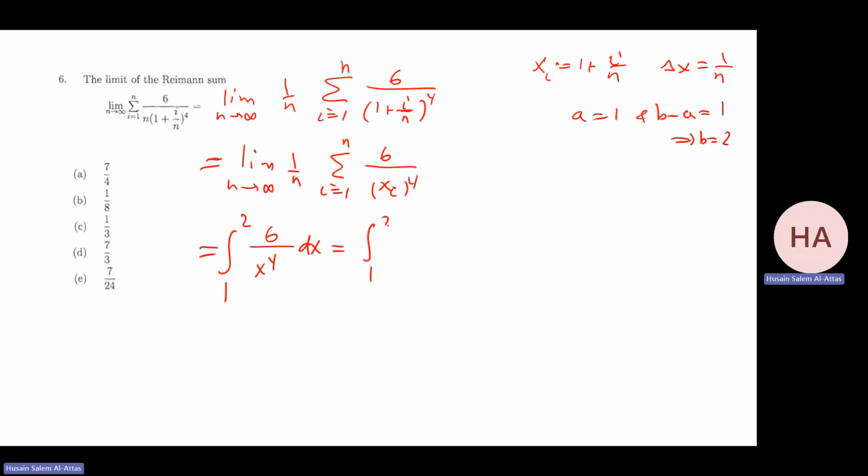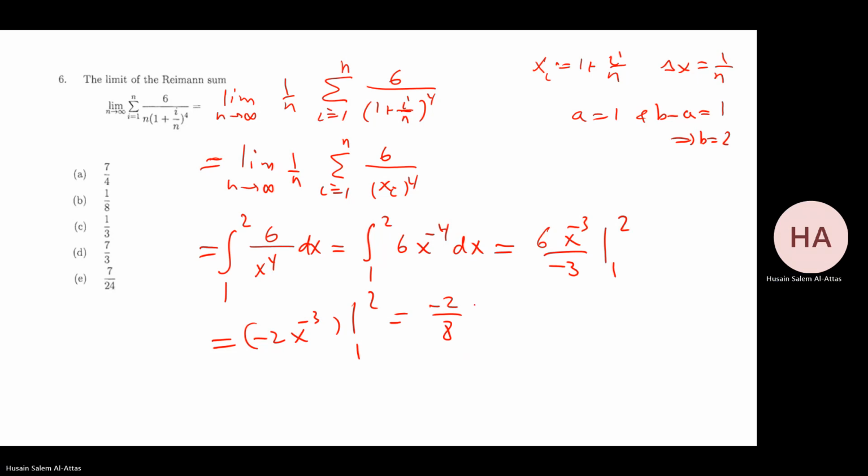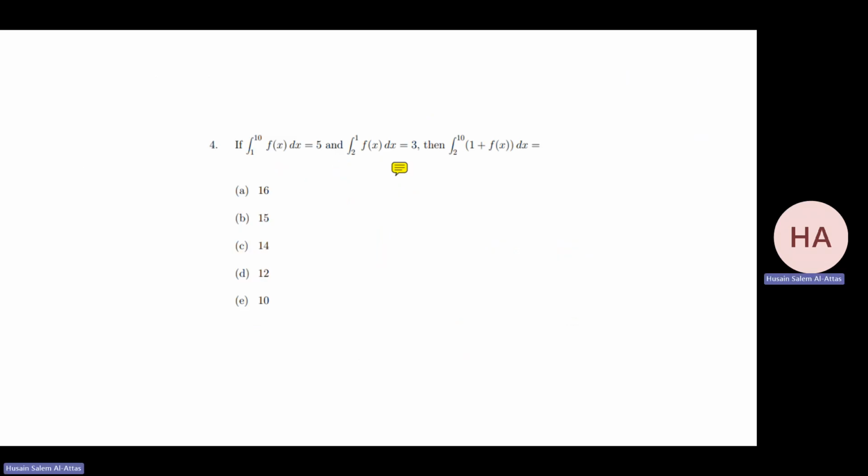In other words, from 1 to 2, 6 x to the power minus 4 dx. That will be what? 6 x to the power minus 3 over minus 3 from 1 to 2, which is minus 2 x to the power minus 3 from 1 to 2. Substitute, I have minus 2 over 8 minus minus 2. So it will be 2 minus 1 over 4, which is 7 over 4. That will be, okay.